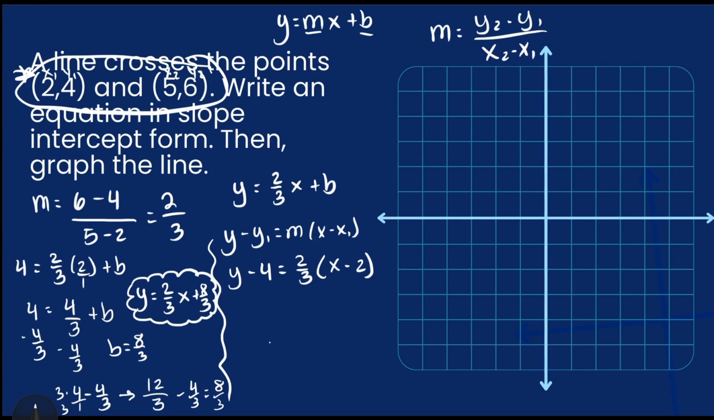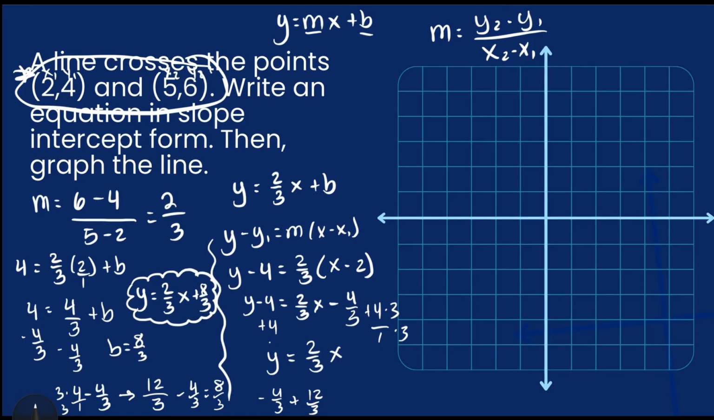So now I'm going to distribute. I'm going to get y minus 4 equals 2 over 3x plus... x minus 4 over 3. And then I'm going to add 4 on both sides. And I get y is equal to 2 over 3x. And then same thing, I'm going to multiply 4 by 3. And I get negative 4 over 3 plus 12 over 3, which will be plus 8 over 3.